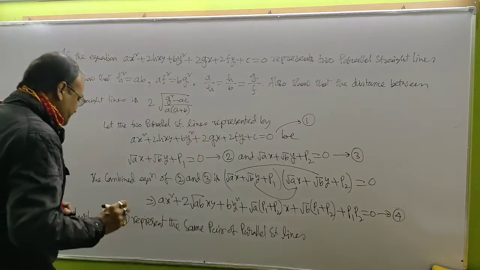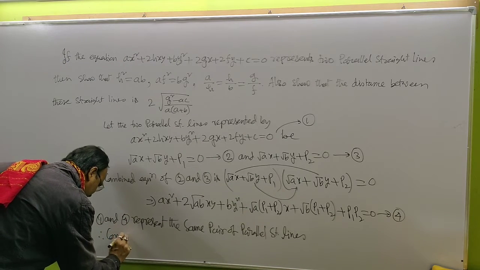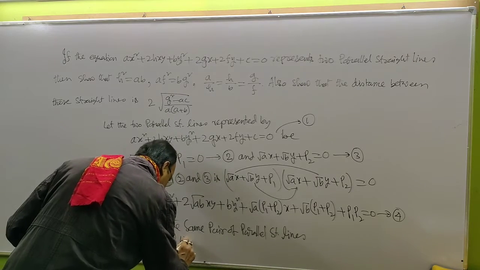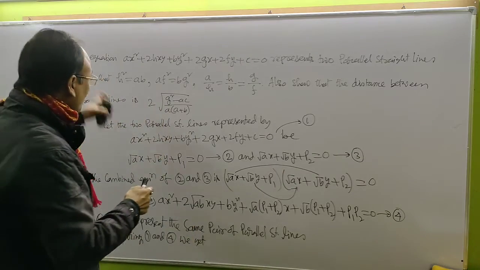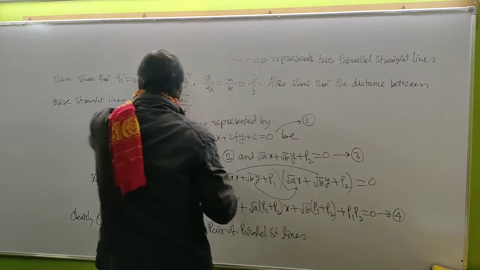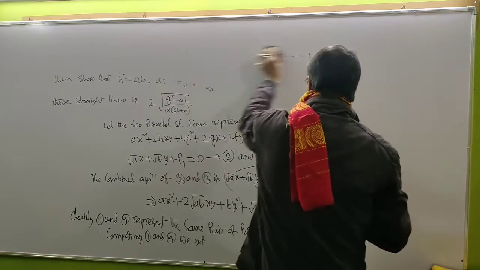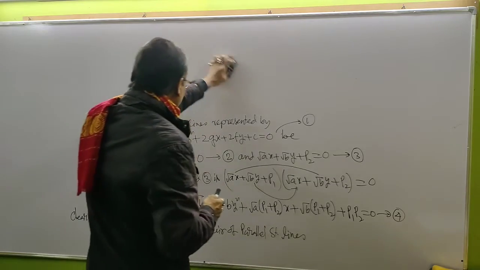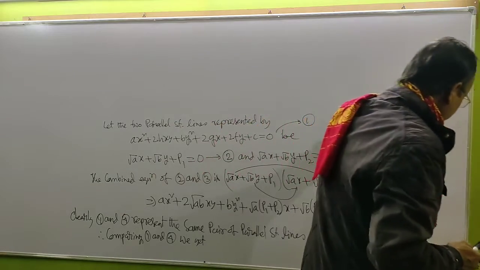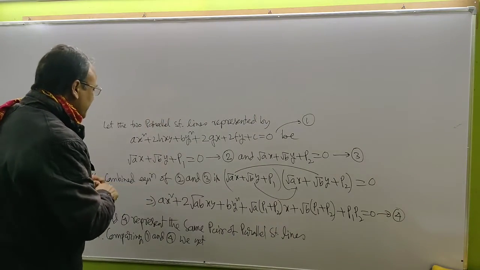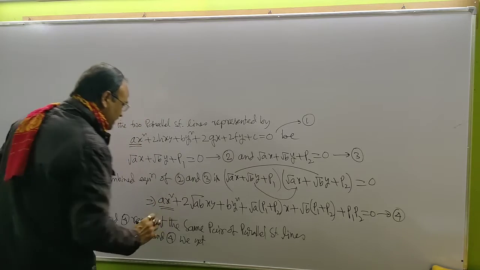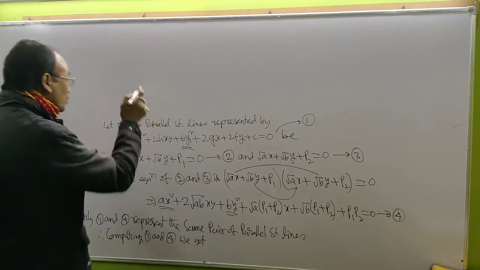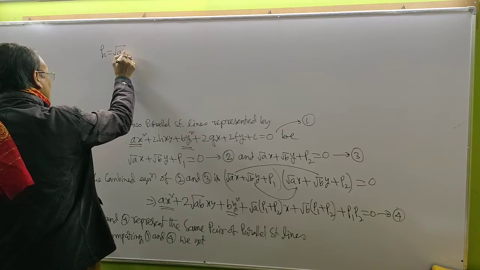Comparing 1 and 4, we get, you see, the coefficient of x square and coefficient of y square are same. h is equal to root over ab, number 1.